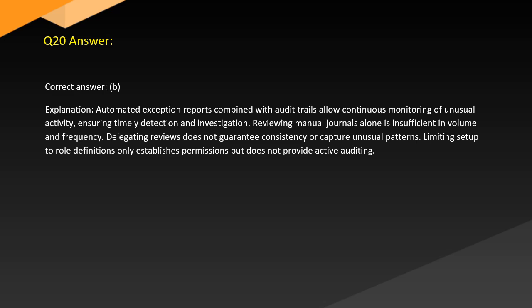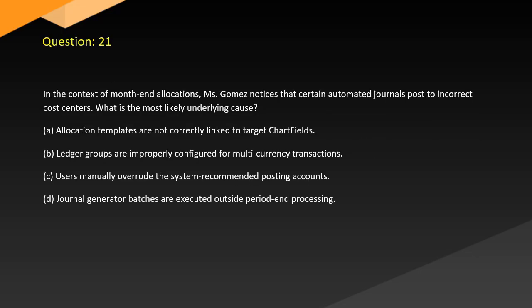Reviewing manual journals alone is insufficient in volume and frequency. Delegating reviews does not guarantee consistency or capture unusual patterns. Limiting setup to role definitions only establishes permissions but does not provide active auditing. Question 21. In the context of month-end allocations, Is Gomez notices that certain automated journals post to incorrect cost centers. What is the most likely underlying cause?